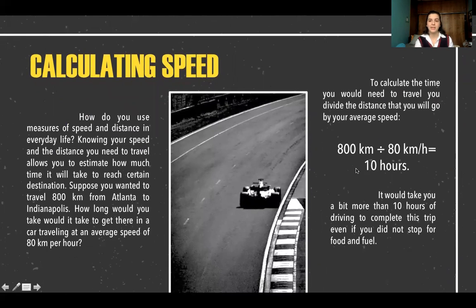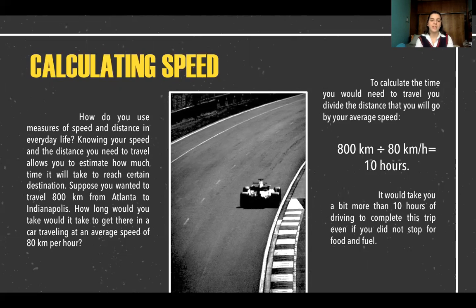Now to calculate speed. Calculating speed is actually easier than you might think. When we say the speed of an object, we already make the calculations. How do you use measures of speed and distance in everyday life? Knowing your speed and the distance you need to travel allows you to estimate how much time it will take to reach a certain destination.